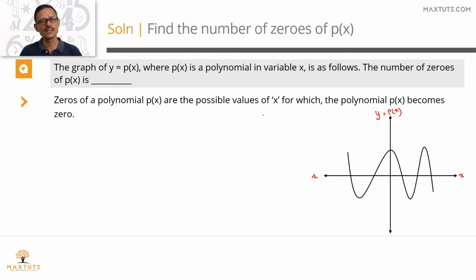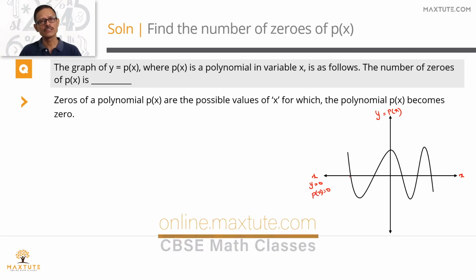Zeros of a polynomial are the possible values of x for which the polynomial p of x becomes 0. So the x-axis carries the value of y is equal to 0. So that is the place where p of x is going to be equal to 0. So we need to find out at how many values p of x will be equal to 0.